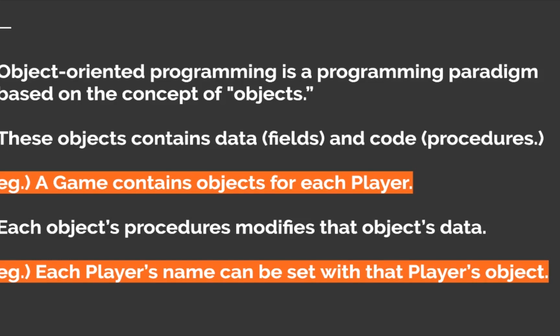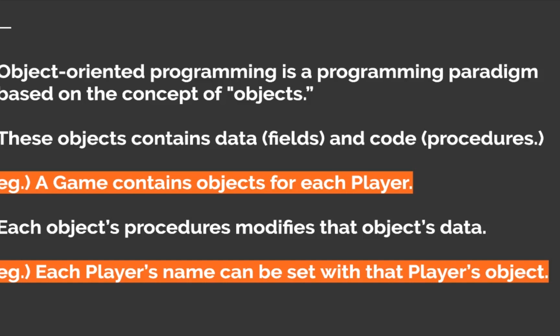An example is you're building a game program with an object-oriented programming language such as Java. So you're building a game in Java, and because it's object-oriented programming, this game would contain objects. For example, it could contain objects for each player. And in this way, each object's procedures will modify that object's data. So for example, each player object's procedures will modify that player's data. One example is you can change each player's name with that player's object. So rather than changing all of the players, you can change one individually through that object.